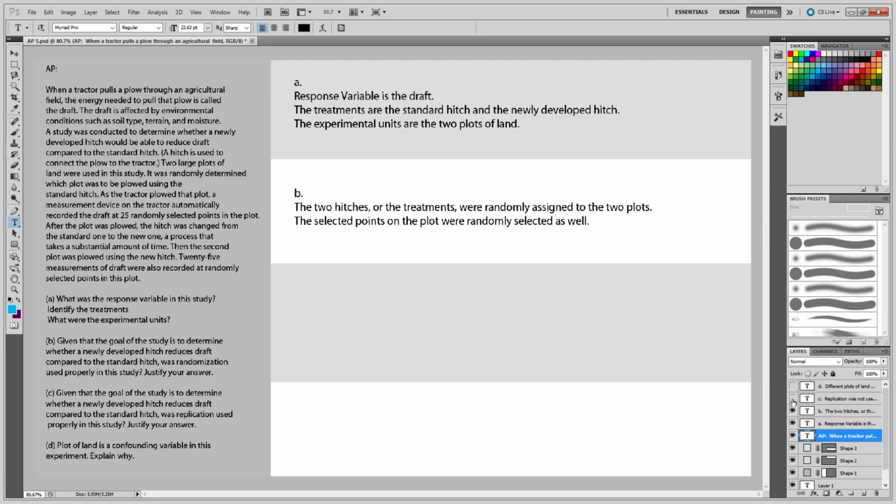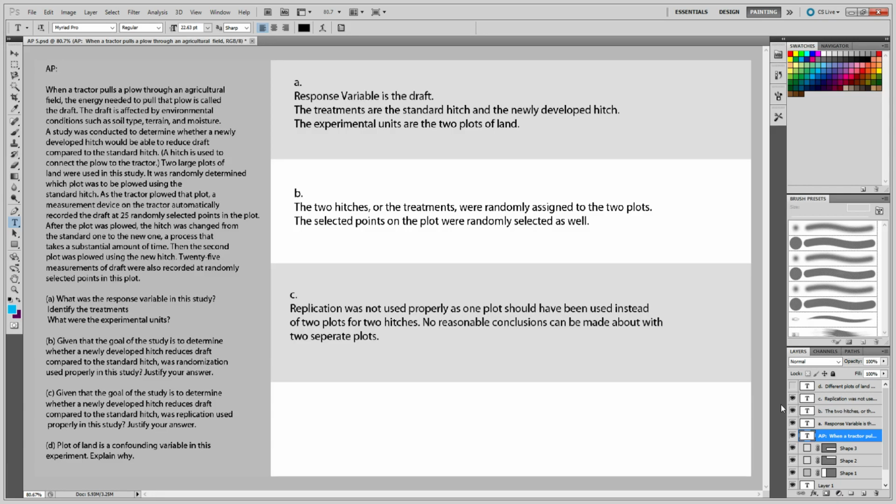In part C, given that the goal of the study is to determine whether a newly developed hitch reduces draft, was replication used correctly? And the answer is no, it was not, because one plot should have been used instead of the two plots for two hitches, because each separate plot will have different field conditions, and no reasonable conclusions can be made about the draft with the two separate plots.